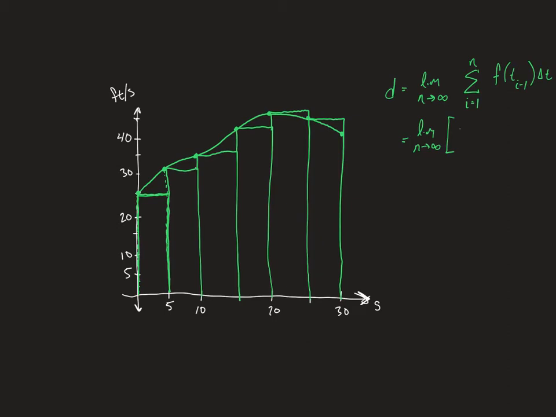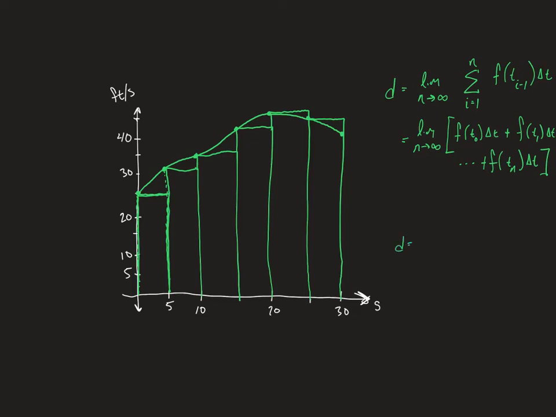The first one is going to be f of our initial time times delta t. And then our second one is going to be f of our first time measurement times delta t. And this continues until finally, the last term that we're going to add is f of t sub n, whatever that ends up being, times delta t. So this would be the best approximation we could possibly make, but we have actual rectangles here, and it's cut up into 6 pieces.